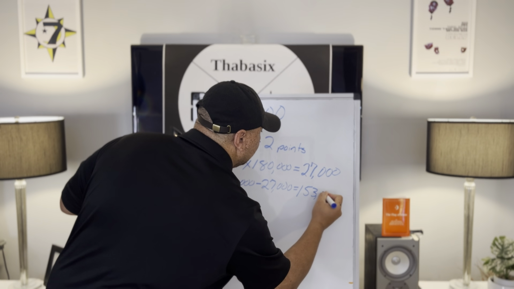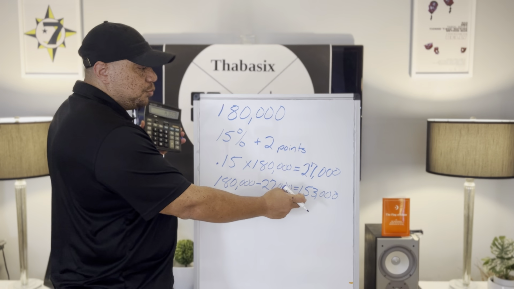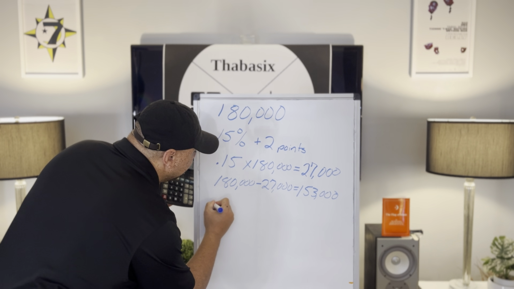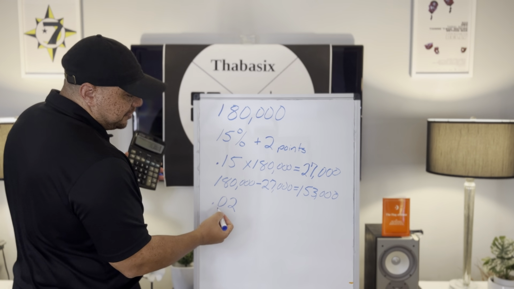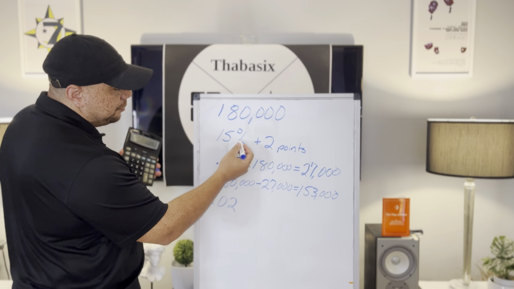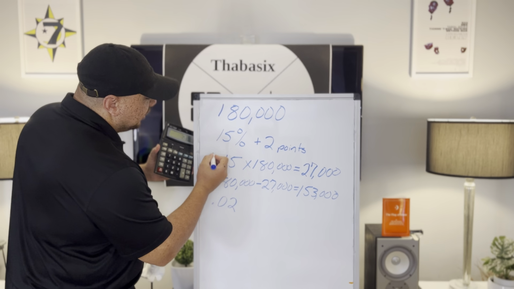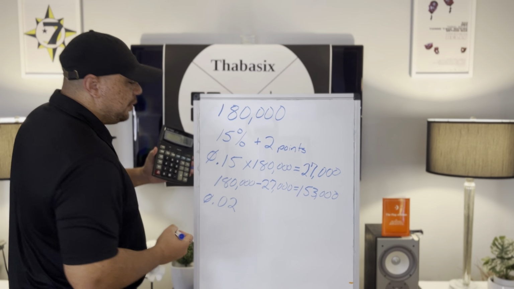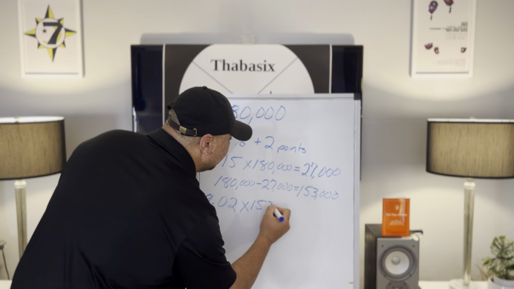153,000. This is what you're getting charged of 2%. So you would multiply that by 0.02. Not 20%, but 2%. Remember, turning a percent into a decimal, you move the decimal place over 2 places. I'll put a 0 here just to make sure that you understand. So 0.02 times the difference, $153,000.